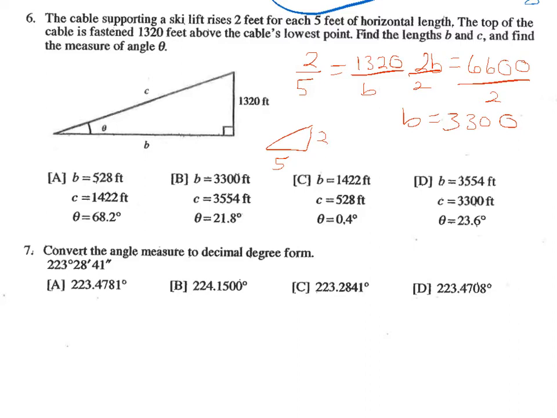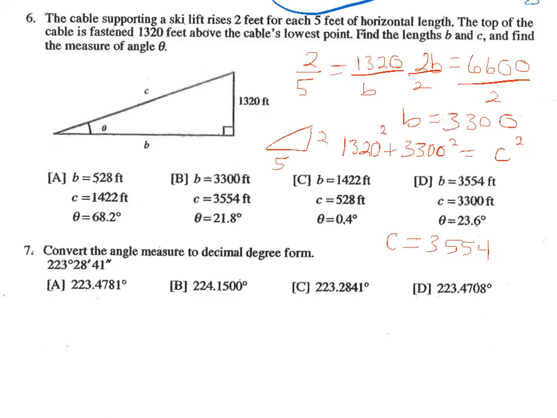Now to find the length of C, we could just use the Pythagorean theorem. So we have a squared plus b squared equals c squared. So 1,320 squared plus 3,300 squared equals c squared. So of course the numbers won't be this big on the final since it's non-calculator, but we would end up with c equaling 3,554.